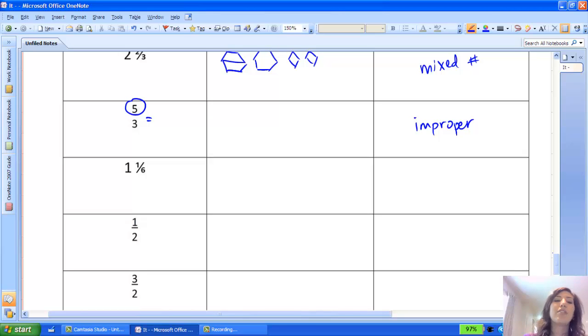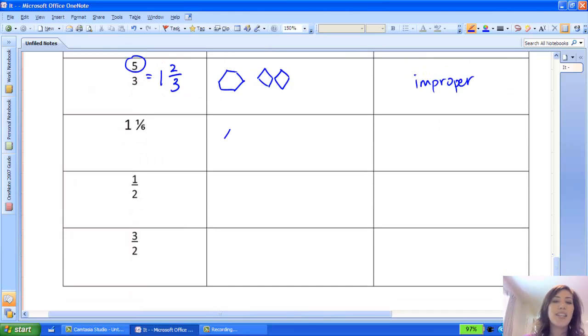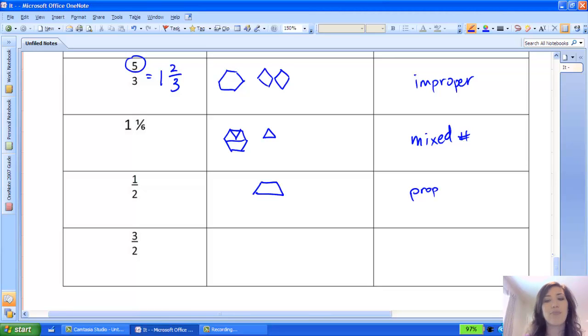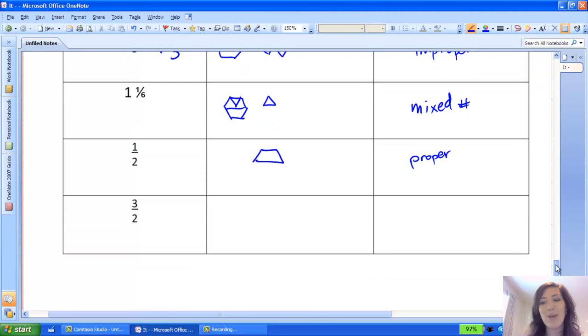So 3 goes into 5 one time with 2 left over, keep the same denominator, 1 2/3. 1 and 1/6, again, we could do it however we want, as long as we show the whole hexagon. And then 1/6 is a little triangle. This is a mixed number. And a half, we could show, say, a trapezoid. And this is a proper fraction because the numerator is smaller than the denominator.